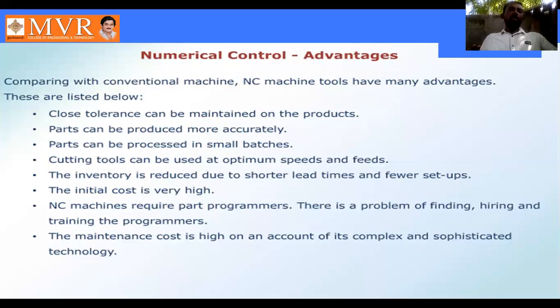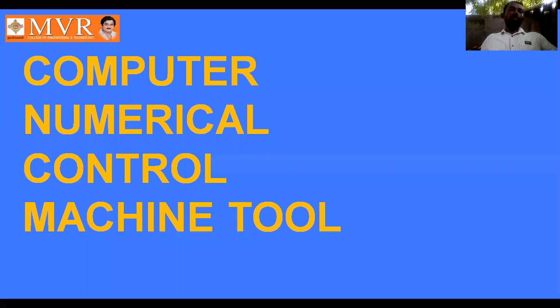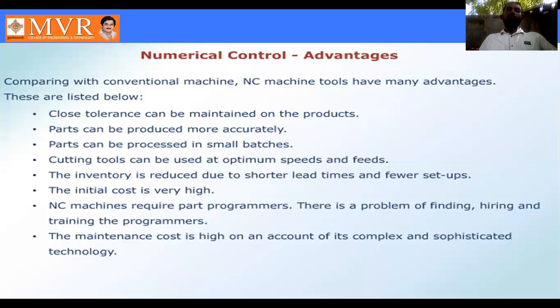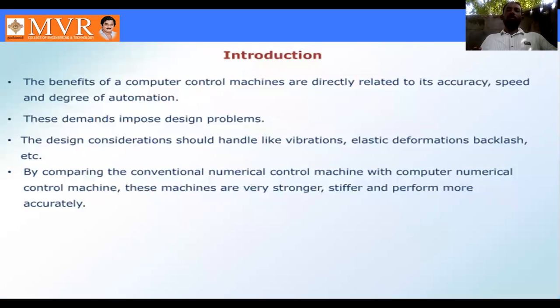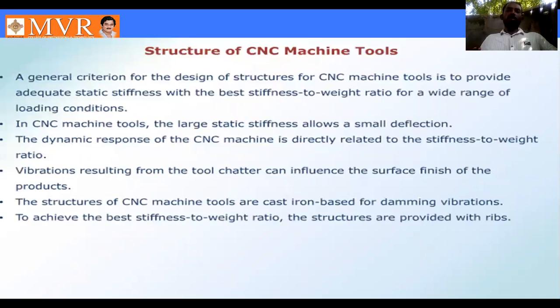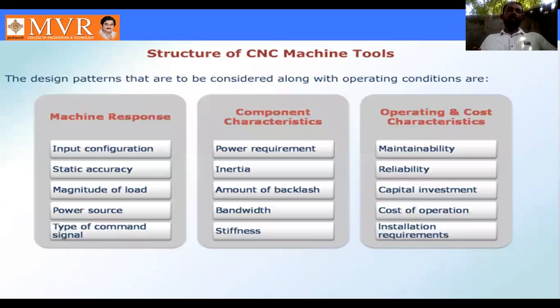Next we go for CNC, computer numerical control machine tools. The previous one was conventional numerical control; this is CNC, computer numerical control machines. These are the benefits of CNC over NC machines: the introduction and comparison between NC and CNC. Next is the structure of CNC machine tools. This is the basic structure. We need three types of resources: machine response, component characteristics, and operating and cost characteristics.